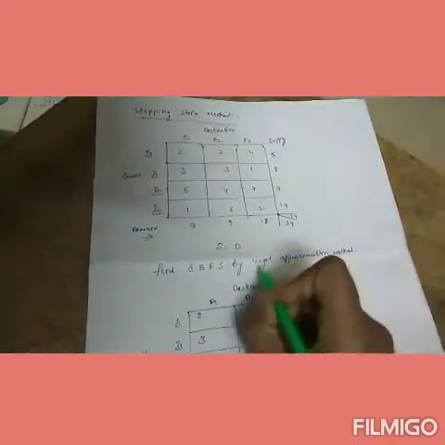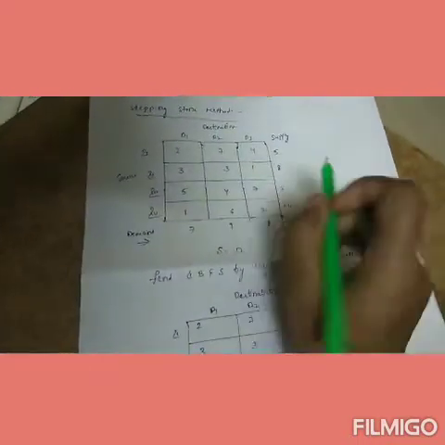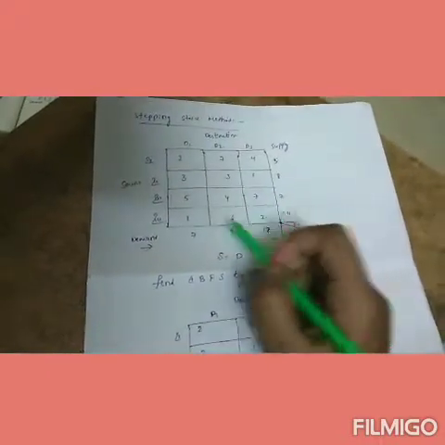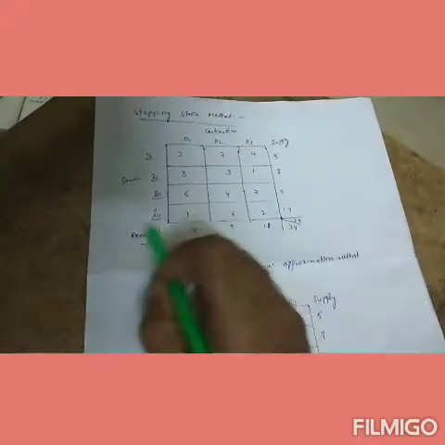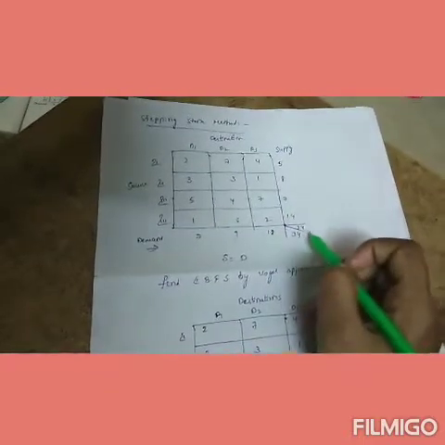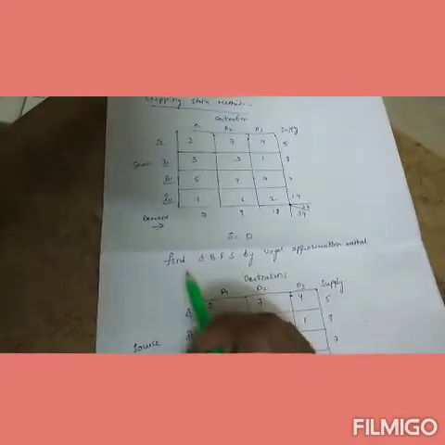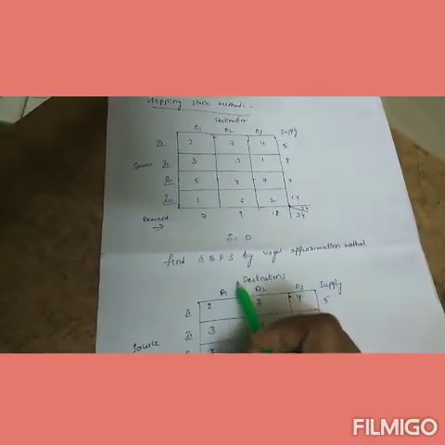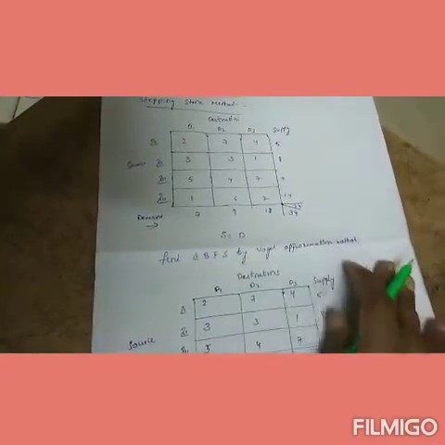Now in this problem, I will take Vogel's approximation method. If no method is mentioned in the given problem, you can take any one of the methods. So that method is Vogel's approximation method. Already we know, first of all, we check the total supply and total demand. Our total supply is 34, our total demand is 34, so supply is equal to demand. Now you can find out the initial basic feasible solution by using Vogel's approximation method.